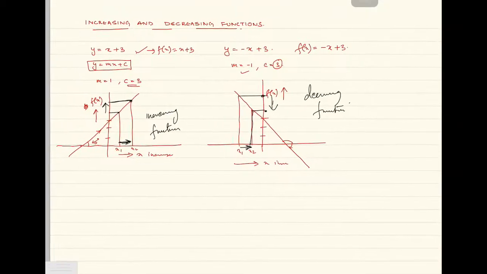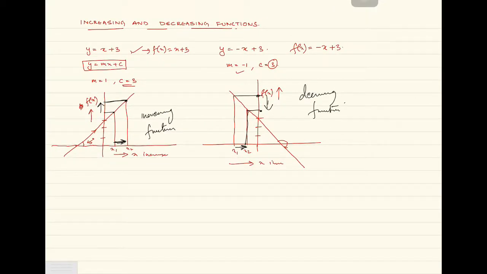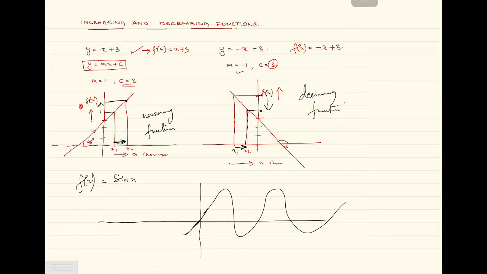But now let me take this a little further. Let me take another graph. Let's say y equals sin x instead, okay? Everyone knows the graph of y equals sin x, or instead let me write it as f(x) equals sin x. If I write it like this, then the graph of this function is something like this, isn't it everyone? Let me draw it perfectly. Yes, it passes through 0. Something like this.